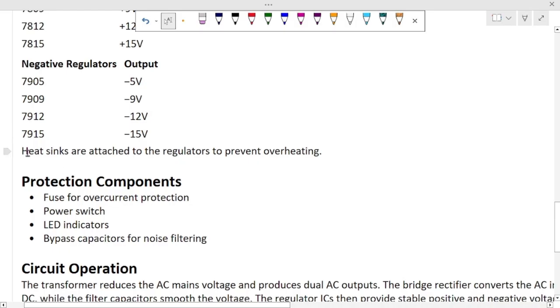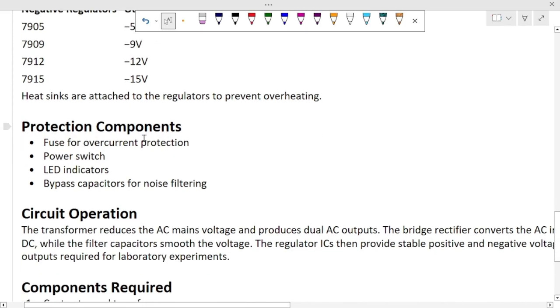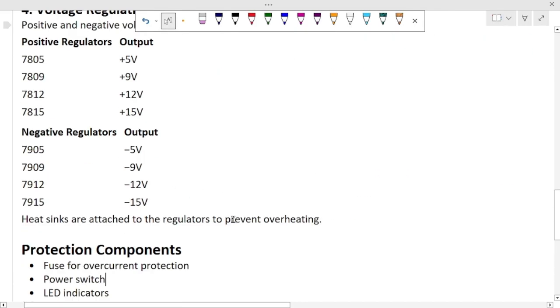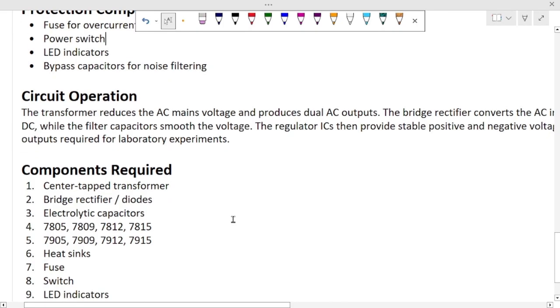Now of course heat sinks are attached to the regulators to prevent what? Overheating. For our protection components, we add a fuse to prevent overcurrent. We're also going to add power switches so that we have the option to turn the output power on and off. Of course, add LEDs to serve as indicators. Then add bypass capacitors for noise filtering. We already talked about capacitors in the filter stage. Okay, and so that's basically it.